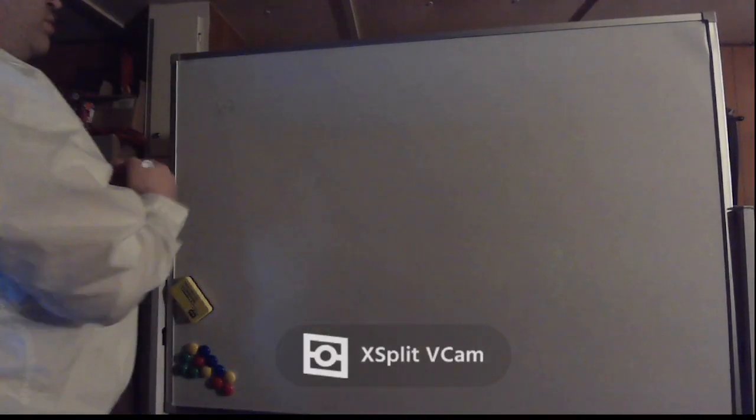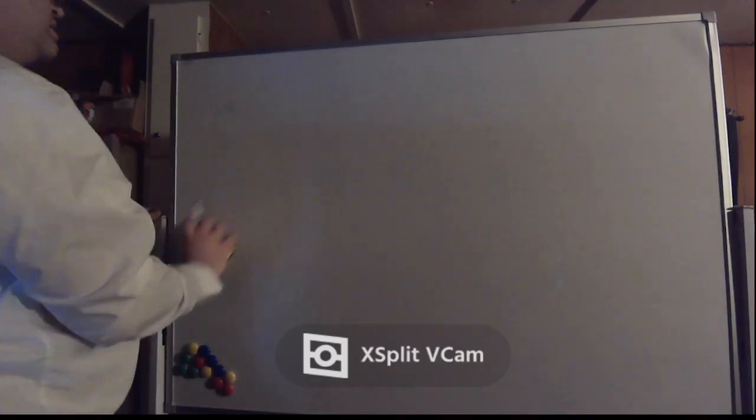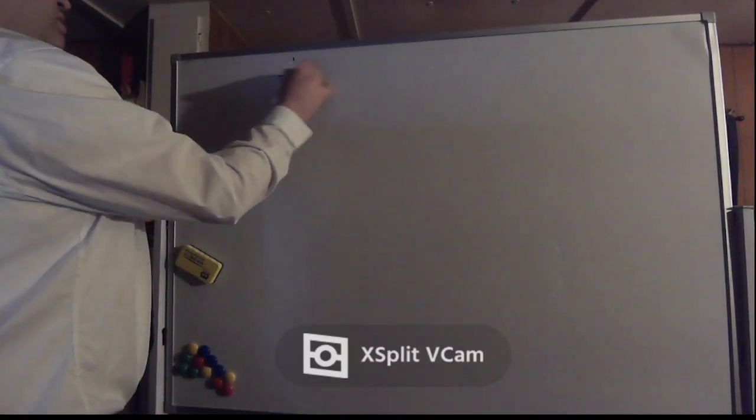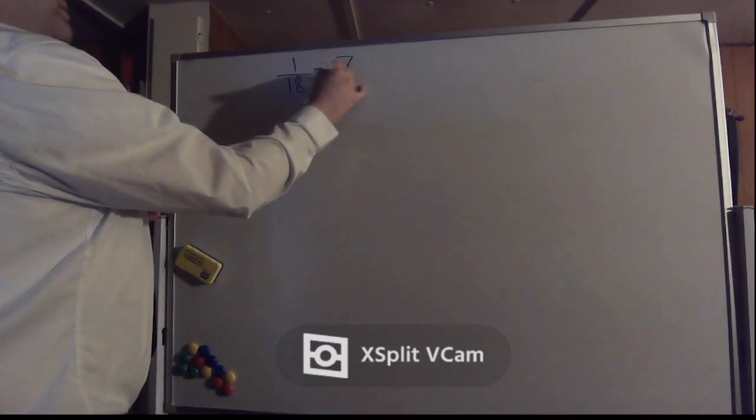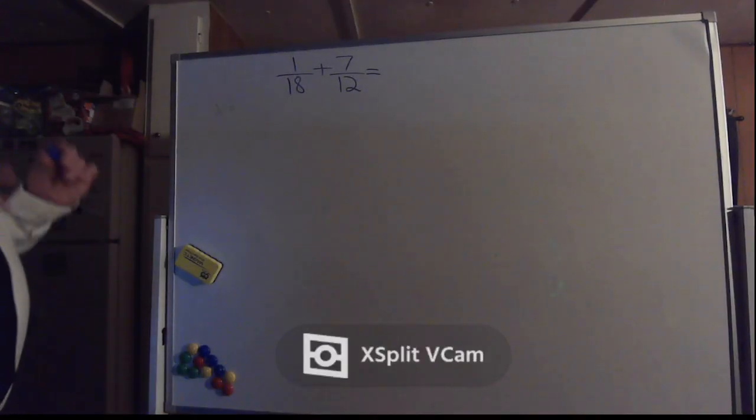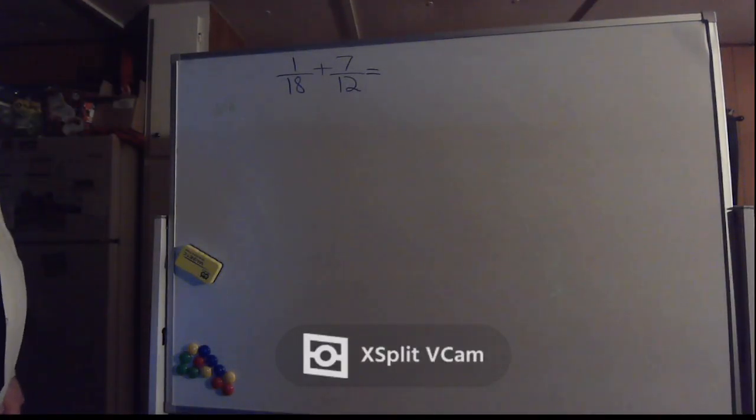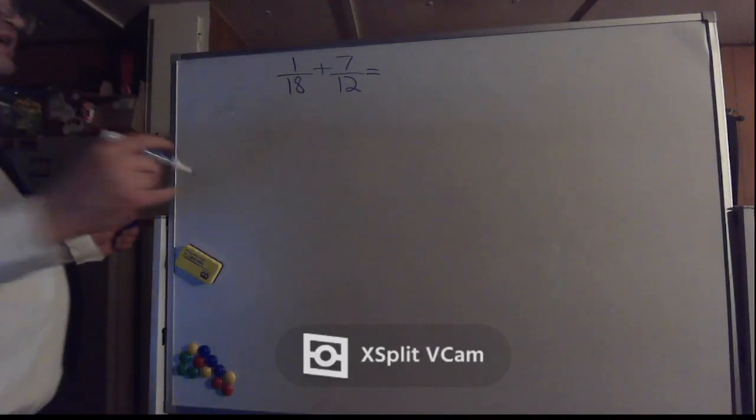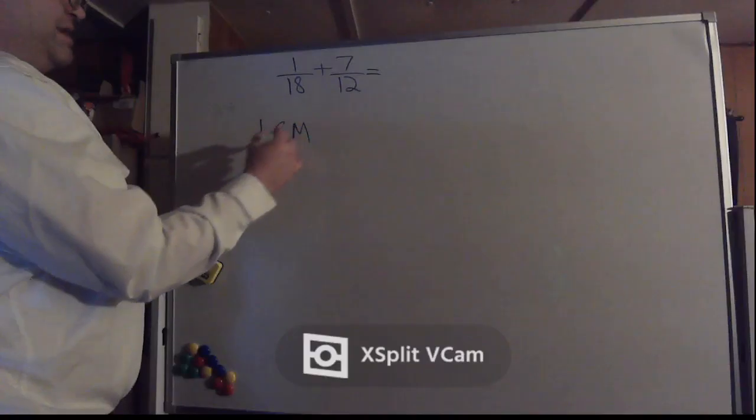Alright, I got one more. We have 1/18 plus 7 twelfths. Alright, 1/18 plus 7 twelfths. Well, 12 is not a factor of 18, so we need to go ahead and find our least common multiple, which would make that the least common denominator.